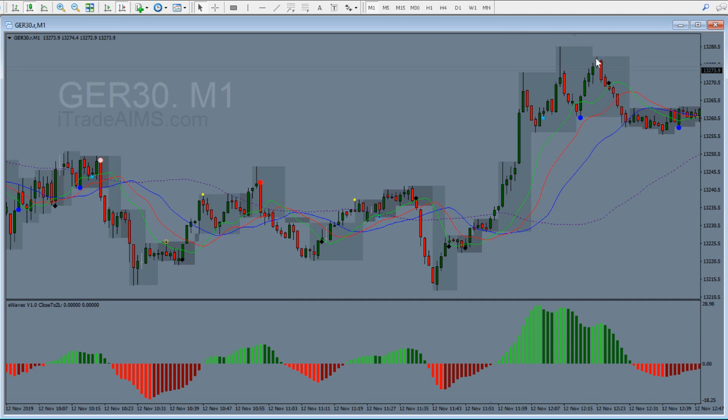This is where the impulse wave goes up. I can see the gator has opened. I can see a big peak on the AO. Then I've seen it cross the 0 line against that, and the gator has slept.